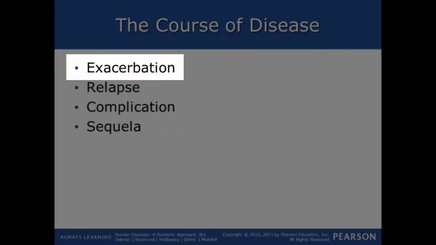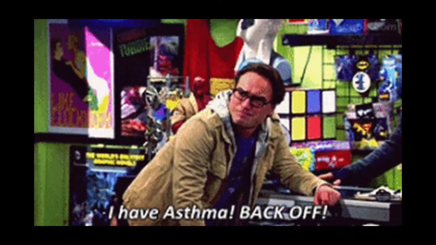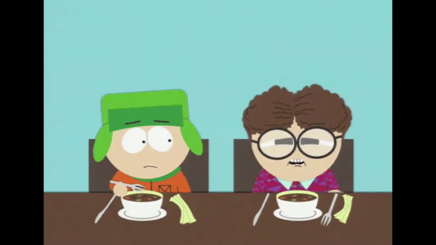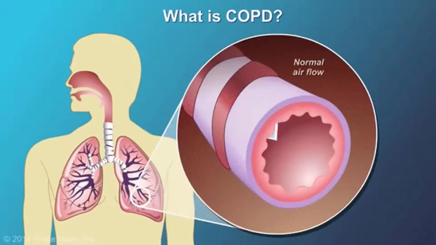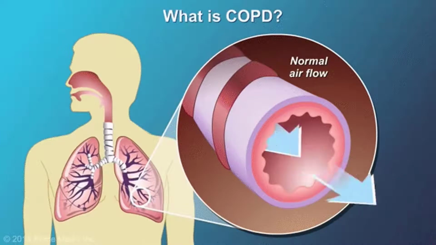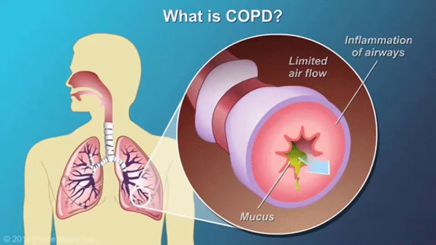Exacerbation refers to acute episodes where the signs and symptoms of the disease come back, and they can be severe. Diseases like asthma can have these acute episodes where the person will have shortness of breath. We say that's an exacerbation. COPD, chronic obstructive pulmonary disease, can have acute exacerbations where they have these sudden episodes of shortness of breath, difficulty breathing, but then they will get better. So those episodes are exacerbations.